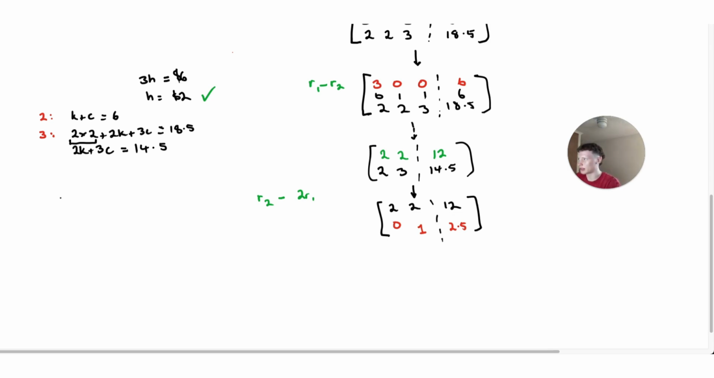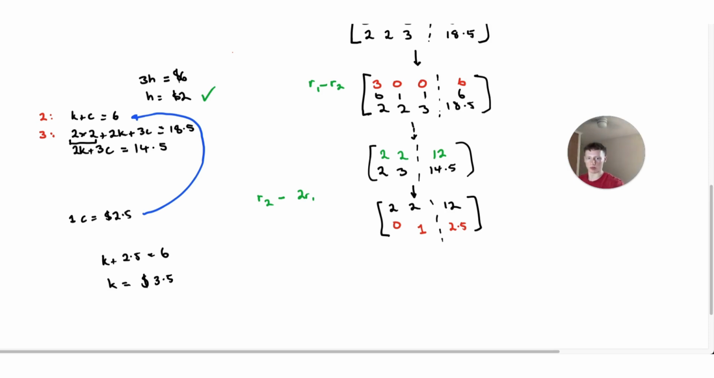What that tells us is that one of our chicken burgers equals $2.5. Therefore, if we come back to our other expression, we know that k plus 2.5 has to equal 6. So k, a steak burger, will be $3.5.